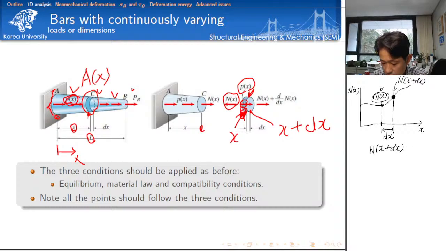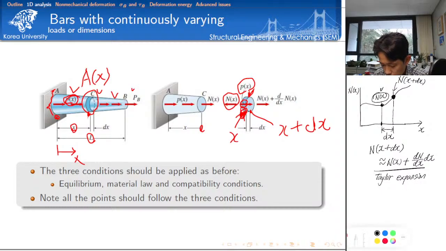But this can be approximated as N(x) plus the change of internal force with respect to the x coordinate, multiplied by the change of the x coordinate. You can find this relation by using the Taylor expansion tool.